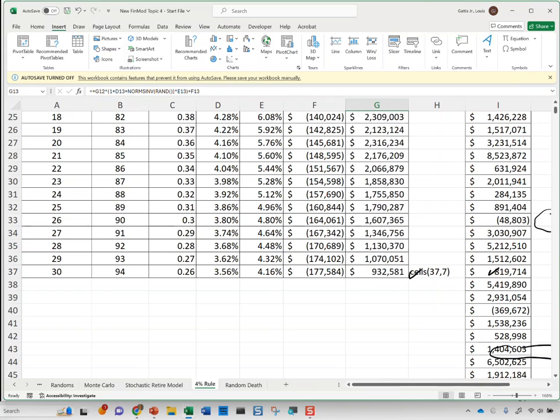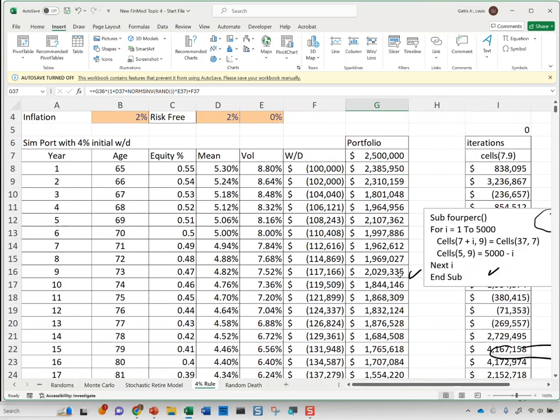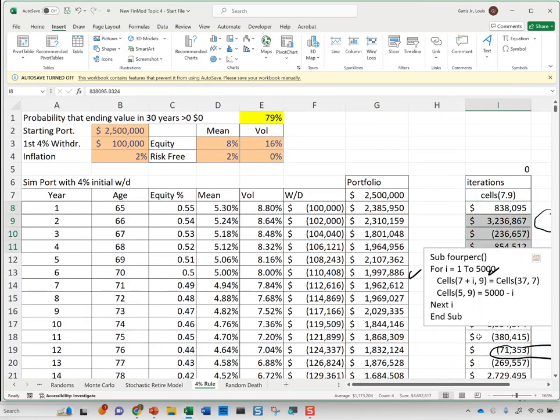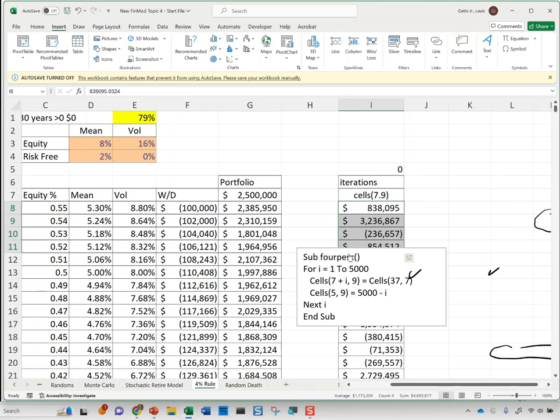So how do I do that? I just need to run a macro that takes whatever's in cell 37,7, 37th row, 7th column, and puts it here, here, here, here. This is the macro. It's called 4%. For I equal 1 to 5,000, next I. Here's a countdown, and it's putting in cells 7 plus I, 9, which is going to be 8, 9, 9, 9, 10, 9, and so on, whatever's in 37,7. I'm not going to run it because I've already run it, and it'll take a little bit of time. But if I were to run that, you would get values that look like these.